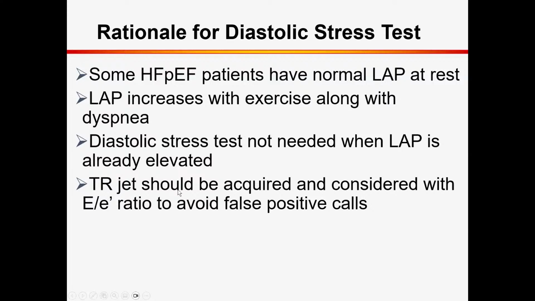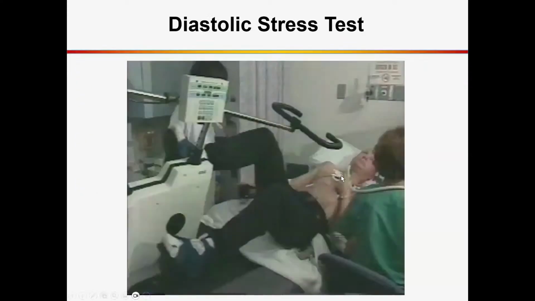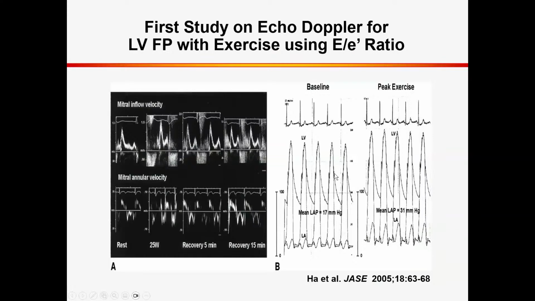The tricuspid regurgitation jet should be acquired and considered along with the E to E prime ratio, because it was noted that about 30% of cases can have an increase in the E to E prime ratio but not an actual increase in wedge pressure with exercise, meaning this would be a false positive call if it were based only on E to E prime ratio. The ideal setting where we have time to image and acquire all the Doppler and 2D signals is the supine bike. And that's an early example, the earliest actually, of the diastolic stress test from Dr. Ha and O from the Mayo Clinic.